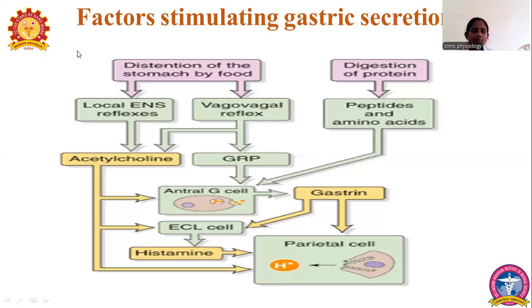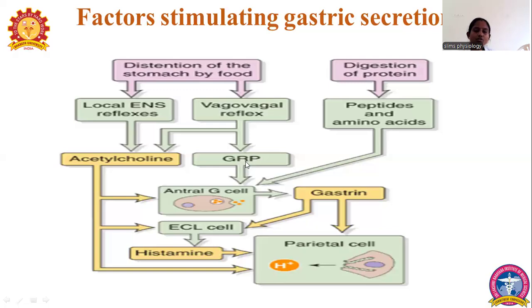Okay, so what happens after that? This ENS and vasovagal reflexes stimulate the release of acetylcholine from the nerve ending, which can act on the G cells which are present in the pyloric antrum. So what is the function of the G cell? We all know from the GI hormone class that it releases a hormone called gastrin, which is a stimulator of HCl secretion. So it gets stimulated, it releases gastrin.